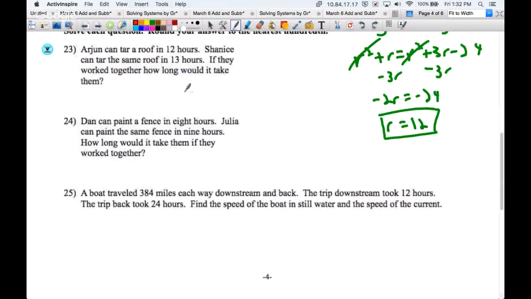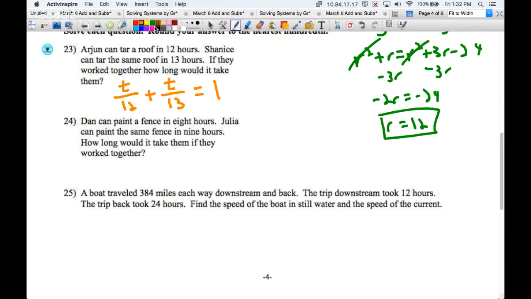Everybody's favorite. Arjun can tar a roof in 12 hours. Shanice can tar the same roof in 13. If they work together, how long will it take them? So if I do time divided by 12, that will be Arjun's contribution, plus the time divided by 13 would be Shanice's contribution. Together we have to tar one roof.